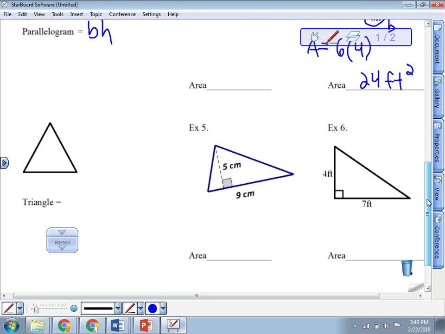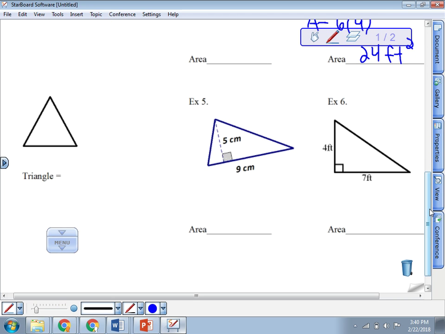Next shape, we've got our triangles. The triangle is similar to what we've been doing. It's all about the base and the height. So it's base times height, but this time we're going to divide by 2. If I call this side of the triangle the base, the height needs to be perpendicular to the base. This would be the height. Be careful. It is not one of the legs or that slant height there. The height needs to be perpendicular. So that's not the height.